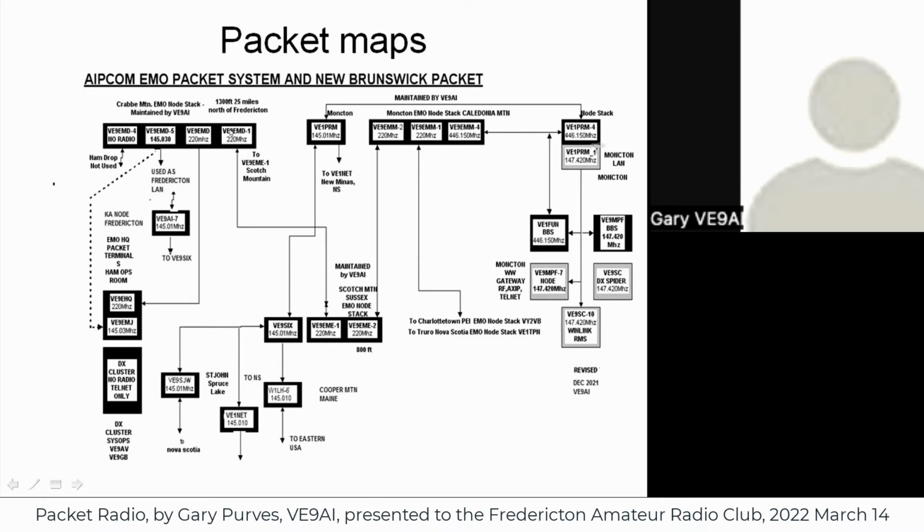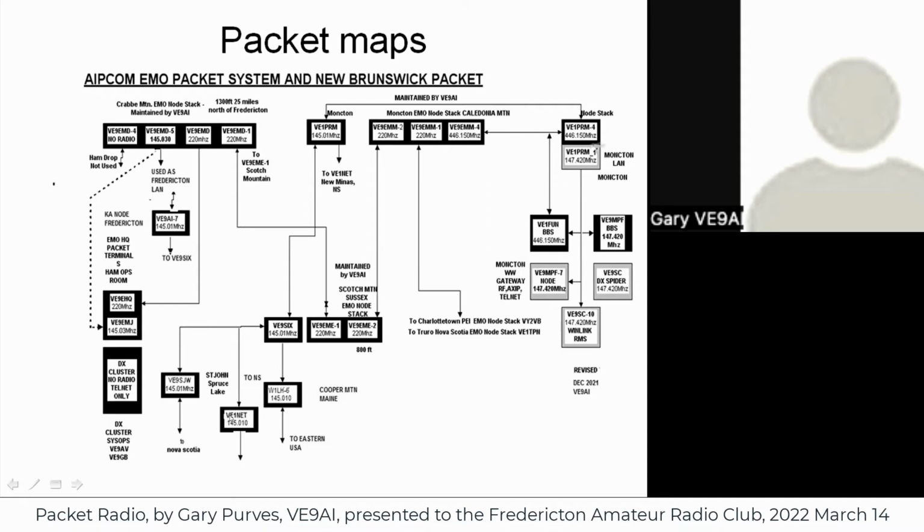So this VE9EMD-1 is a 220 megahertz backbone system. It goes down and interfaces here at Scotch Mountain. So at Scotch Mountain, we have 2 or 3 actual TNCs there. This one is by itself. VE9SIX is on 145.01, and it goes to St. John, but like I said, St. John's not working right now, and that's the club down there has that, so they haven't fixed it.